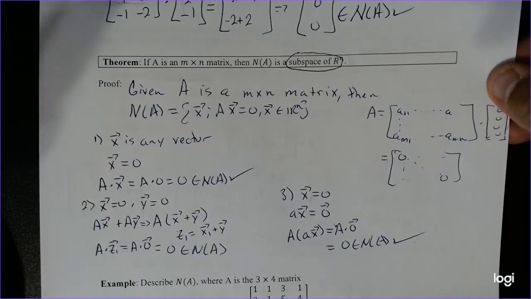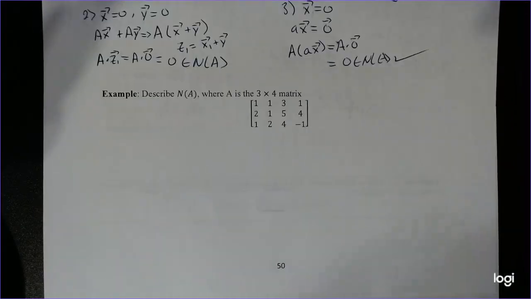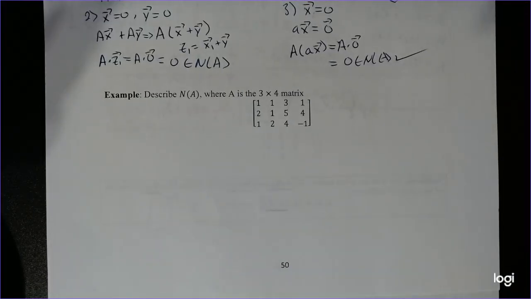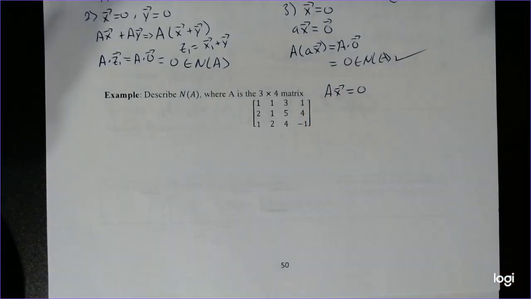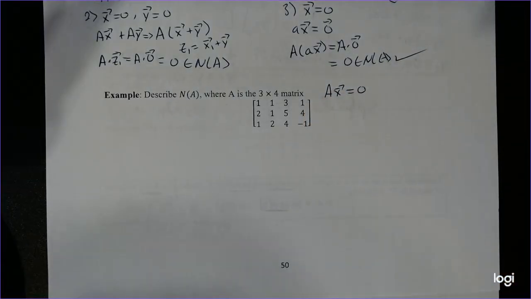All right, so now that we've shown it's actually a subspace, now we can use it. So we want to describe the null space of A for this 3 by 4 matrix. In other words, we need to solve for this. We need to find a vector x1, x2, x3, x4 such that this actually works.